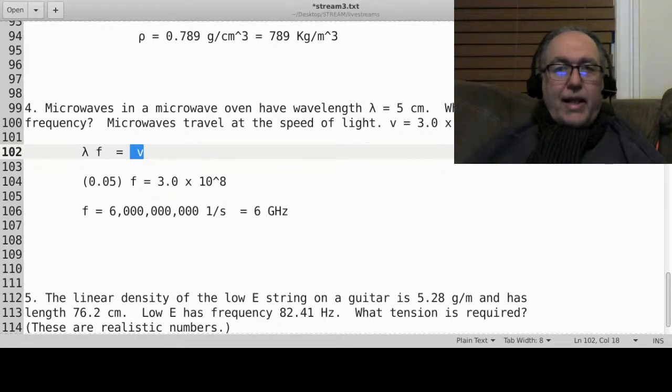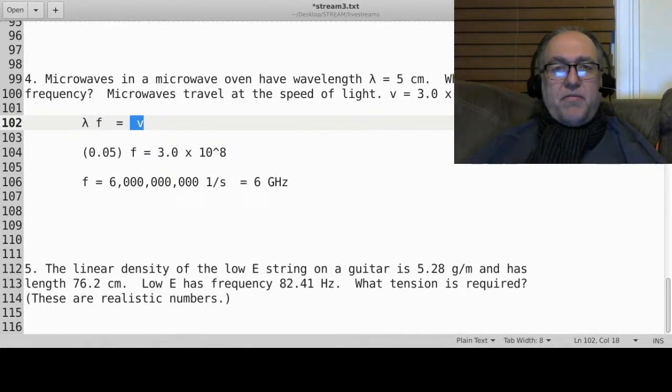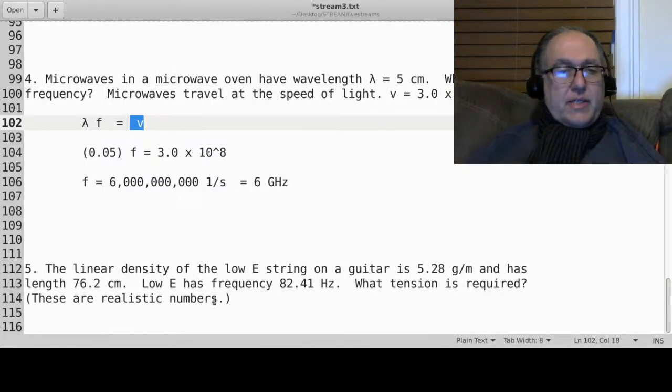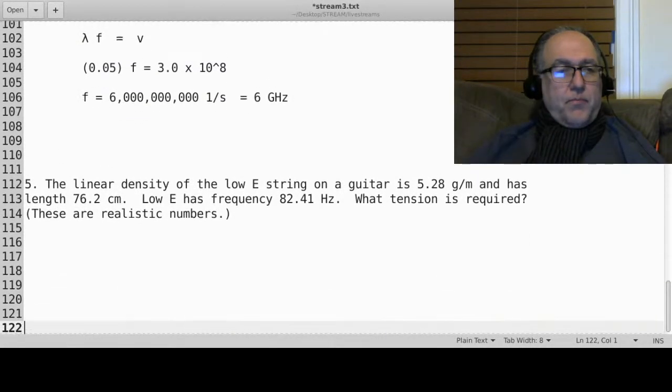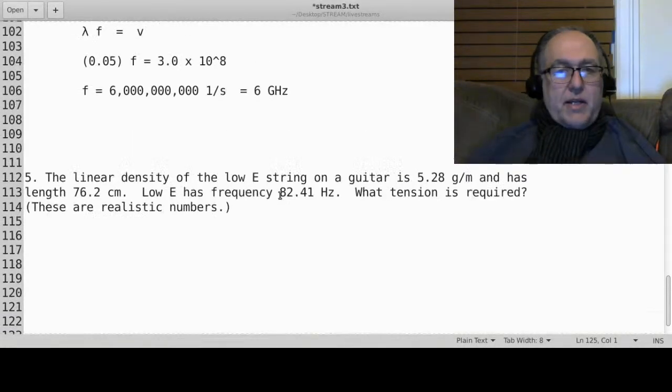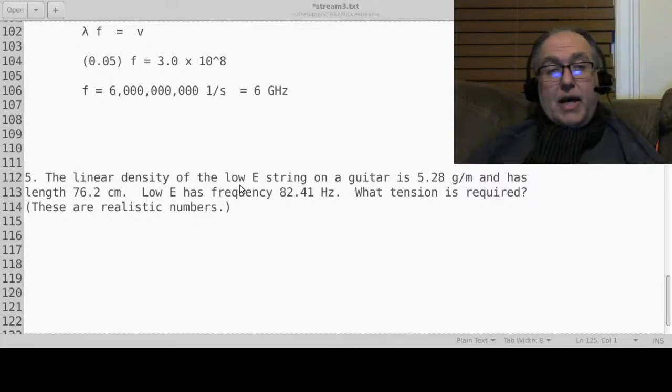All right, last problem. Let me see if there are any questions in the chat. Nope. Okay, last problem. So this is a standing wave problem. Okay, there we go. So the linear density of the low E string on a guitar.